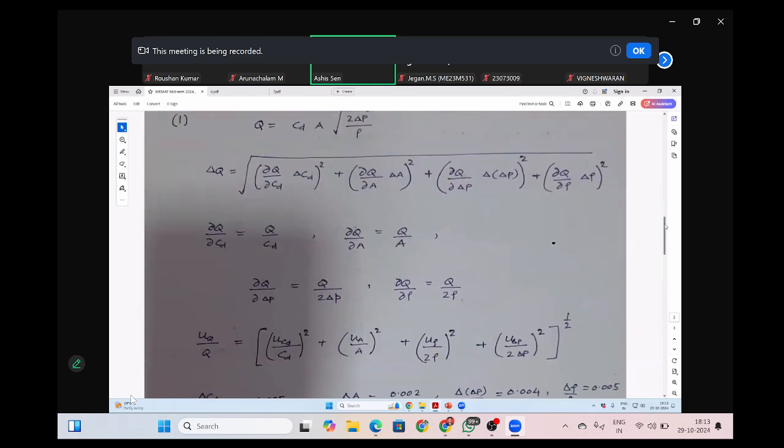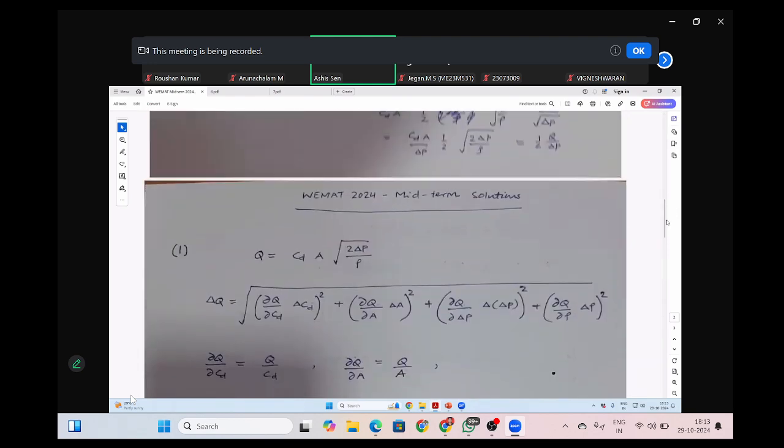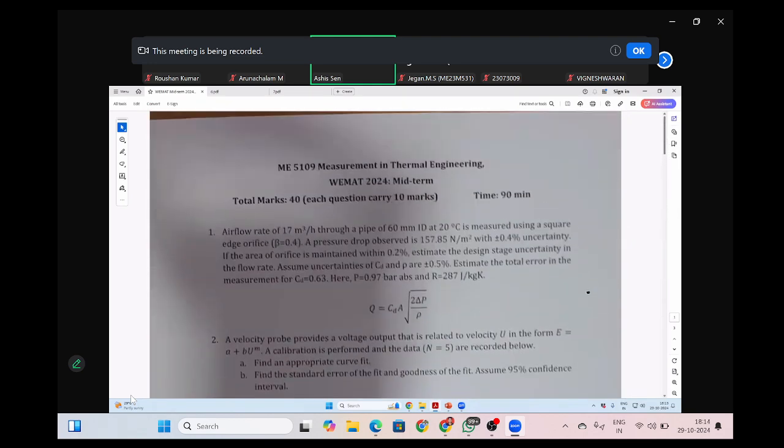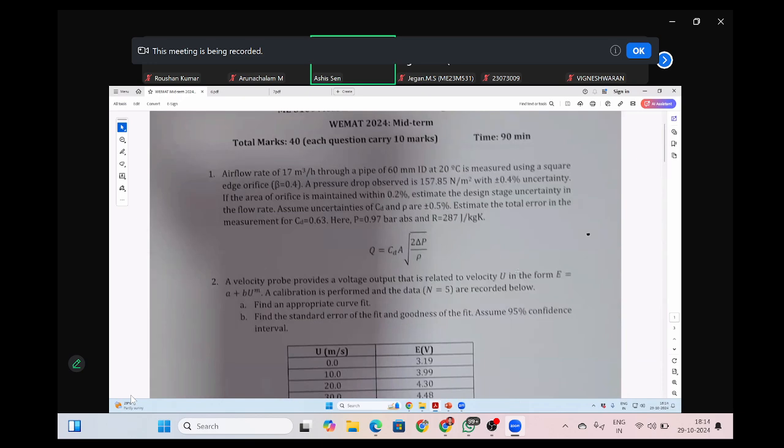So this is the first question. This is nothing different than what we studied in theory. You just have to take the derivatives correctly and put the uncertainty values that are given correctly, and you will get the correct answer.